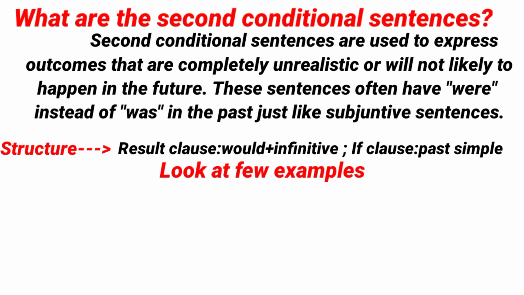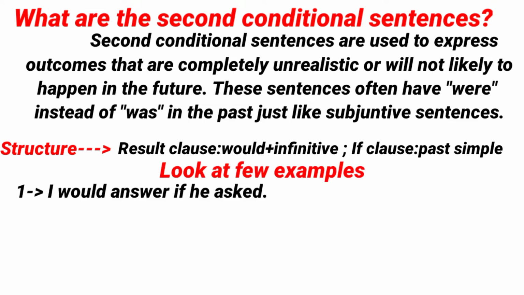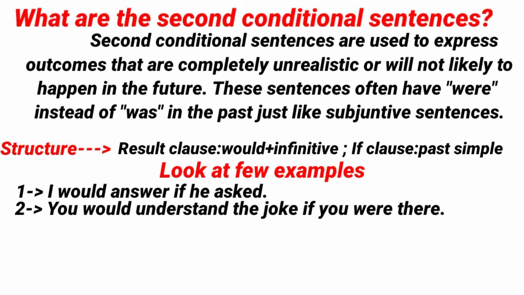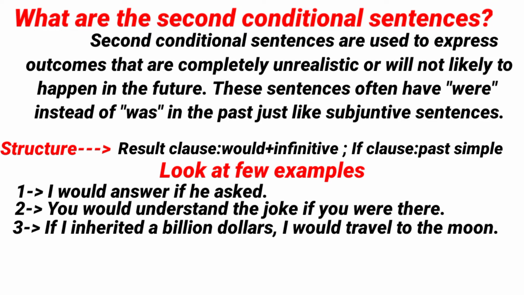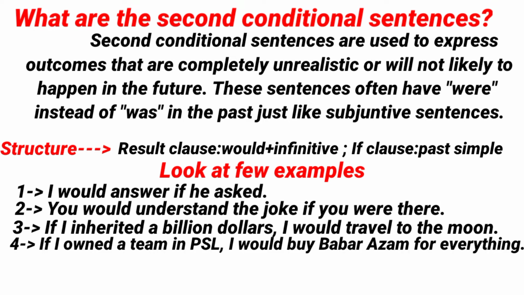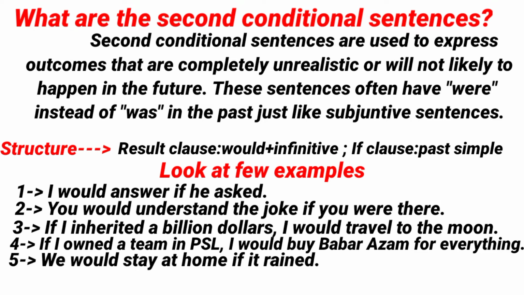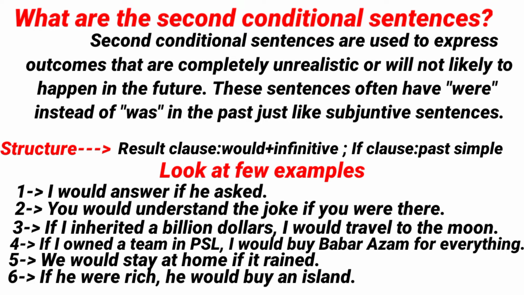Let's see some examples. Example number one, I would answer if he asked. Example number two, you would understand the joke if you were there. Example number three, if I inherited $1 billion, I would travel to the moon. Example number four, if I owned a team in PSL, I would buy Babar Azam for everything. Example number five, we would stay at home if it rained. Example number six, if he were rich, he would buy an island.